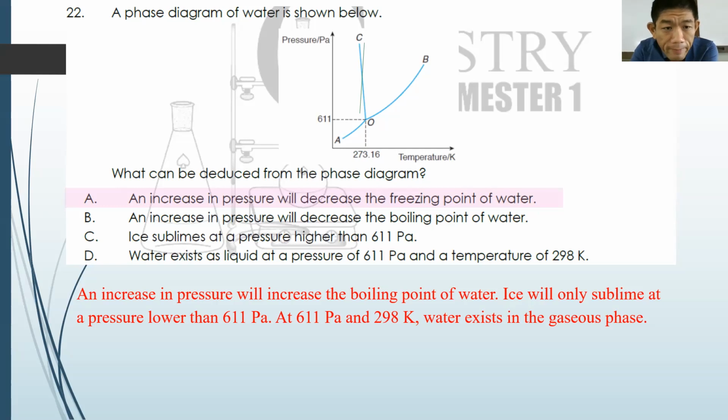Okay, and water exists as a liquid at the pressure of 611 pascal and 298 kelvin. So if you look carefully, 611 pascal and 298 kelvin is here. So instead of liquid, it is a gas. So when it is a gas, that is why D is also wrong. So the best answer in here is A. Okay, so that is for question number 22.